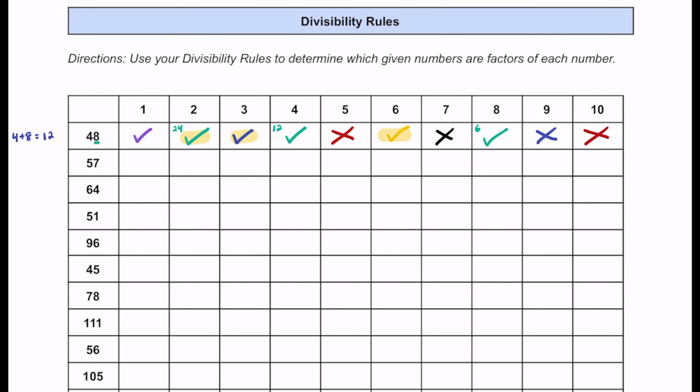For 57, it is divisible by 1, right? 1's going to go into that evenly. Then we should go ahead and check our 5 and 10. So the last number here is going to be 7. So 7 is not 5 or 0, so 5 is going to fail. And it doesn't end in 0, so 10 is going to fail. Let's just get those out of the way, okay?